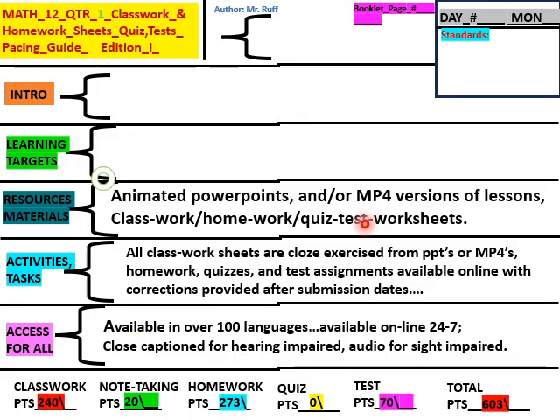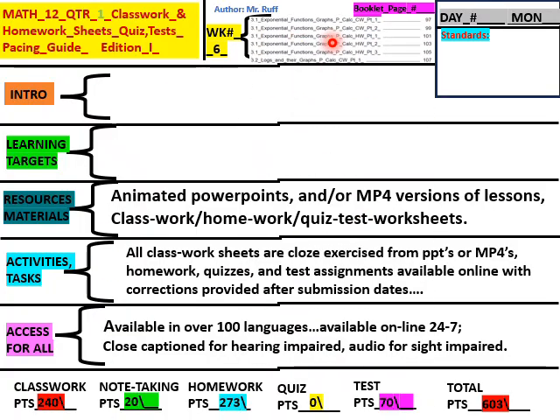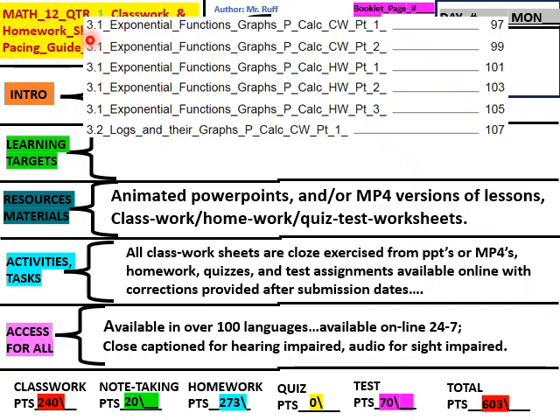Our Math 12 quarter 1 week 6 lessons. Here they are. So we go into 3.1, exponential functions and graphs, classwork part 1, part 2, and then 3.1 exponential functions and graphs, homework part 1, part 2, part 3. And then we start into 3.2 logs and their graphs, classwork part 1. So there's your week 6 lessons.